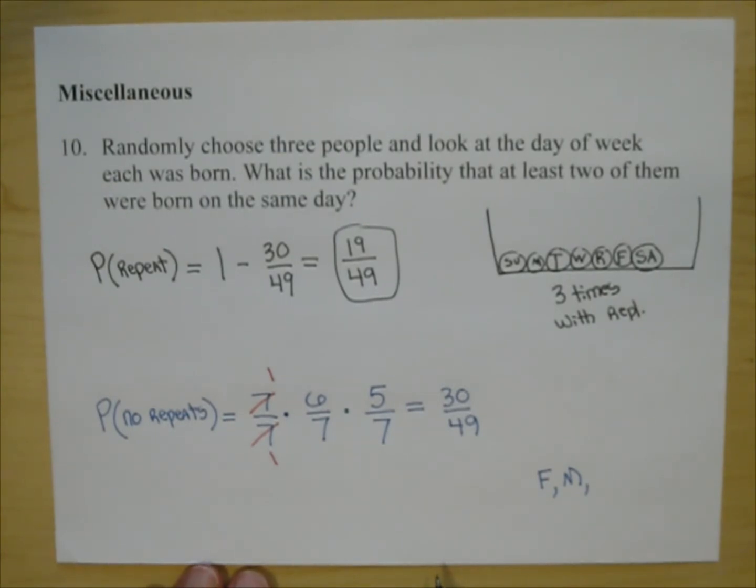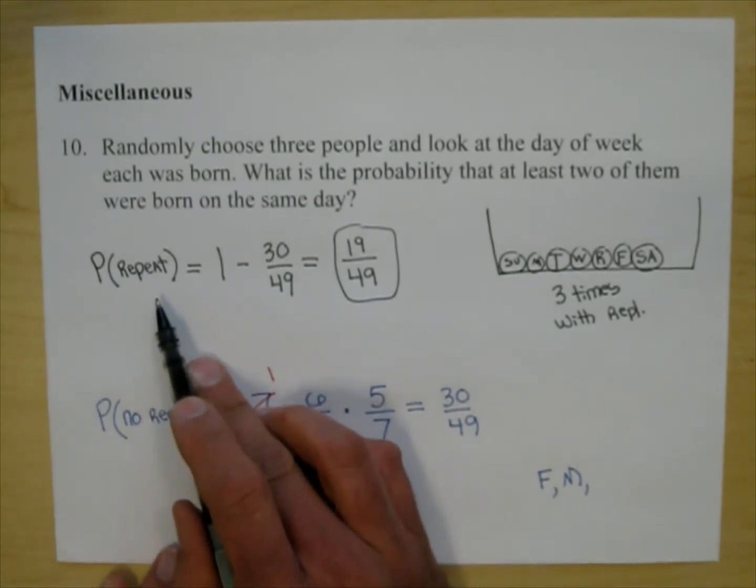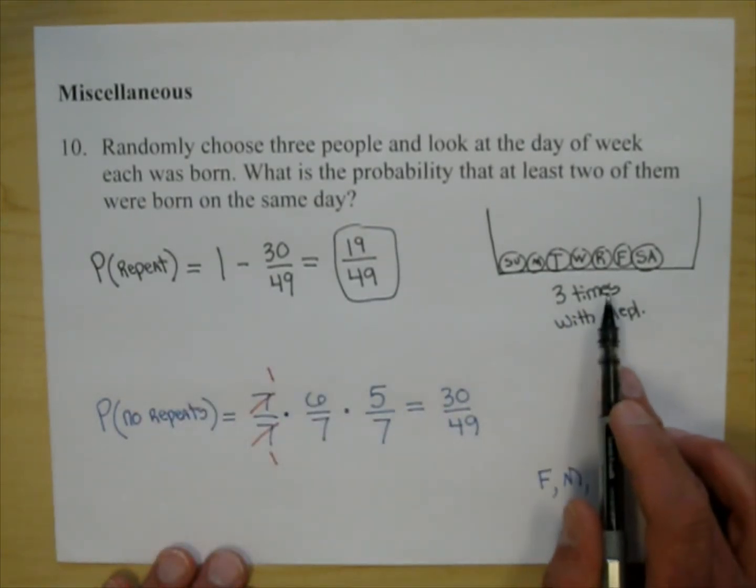The probability that at least 2 of them were born on the same day, or the probability you get a repeat, is 19 over 49.